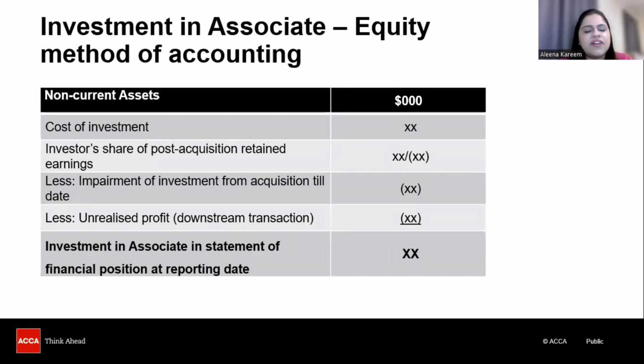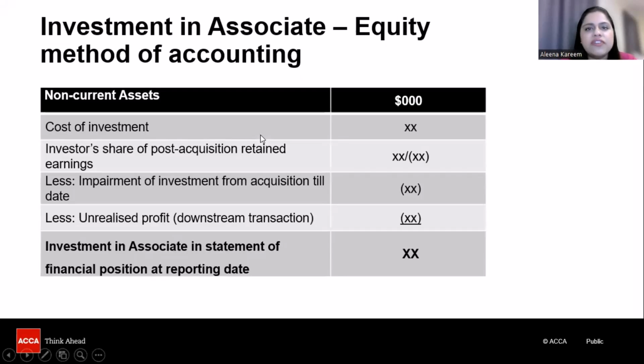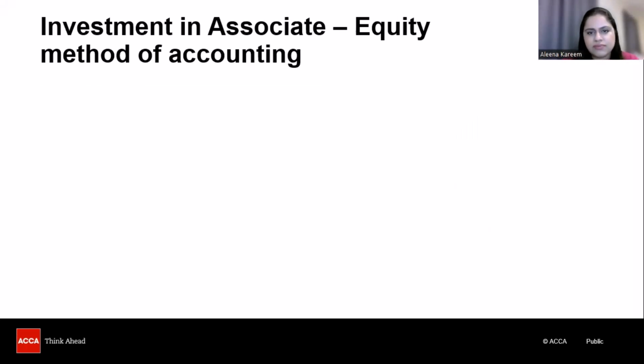Now, once you have classified it in the non-current assets, the first baseline is always going to be the cost of investment. This is the cost of investment which was identified at the date of acquisition. Then we start giving the associate its share. Now, forget the format for some time. Just keep in mind that if we have made an investment in a company of, let's suppose, $5,000. Now, this was at the start of the year. Now we are at the end of the year. What can be the possible change in the value?